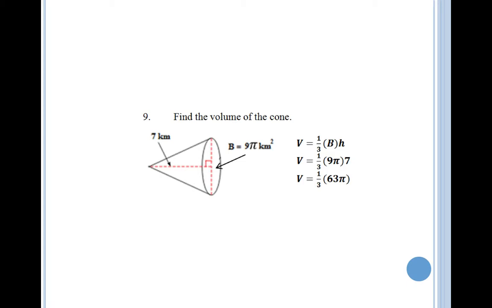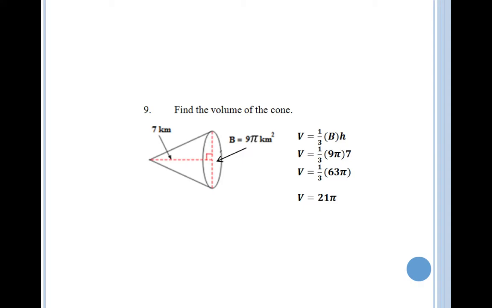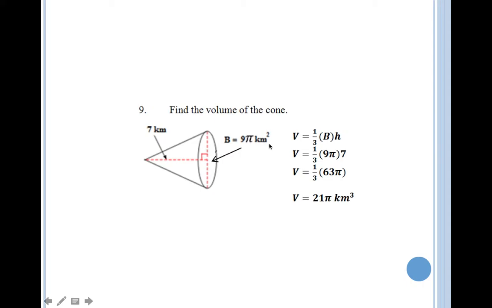I need 63 divided by 3, or times 1/3, whatever your heart desires. That gives me 21 pi. Last thing you gotta do, look at your units. km, so it's kilometers, volume is cubed.